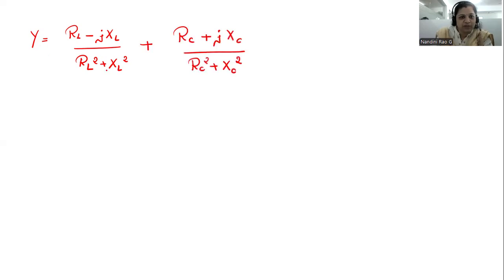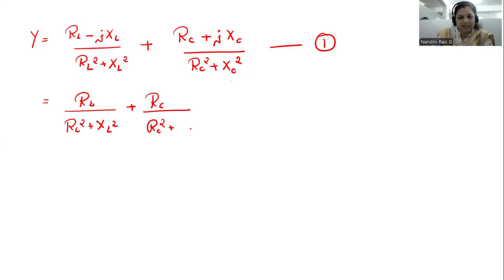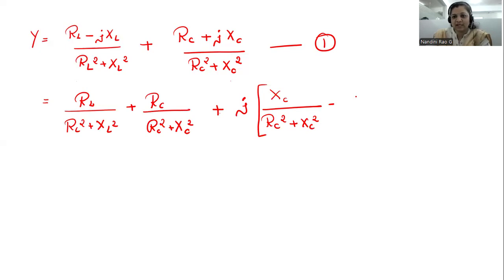Now I'll separate the real and imaginary terms of this admittance. Let me consider it as equation 1. The real part is RL by RL square plus XL square, plus one more, RC divided by RC square plus XC square. Next, plus j, I will write the imaginary part. Since I have written plus here, I'll take XC first: XC by RC square plus XC square, minus XL divided by RL square plus XL square.